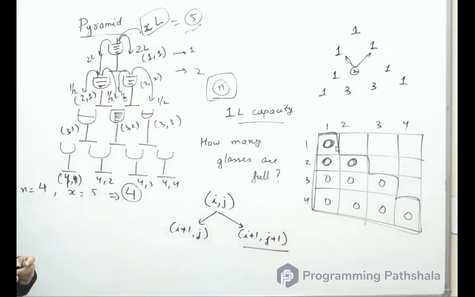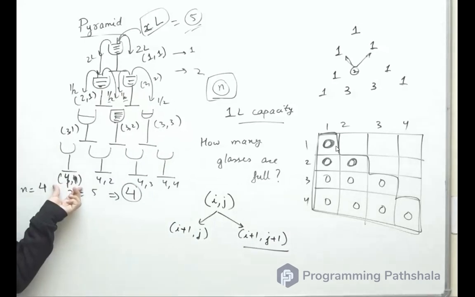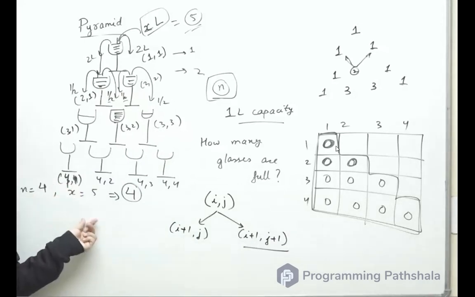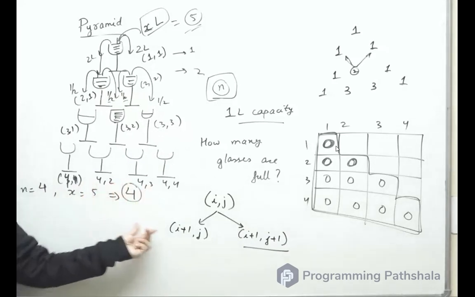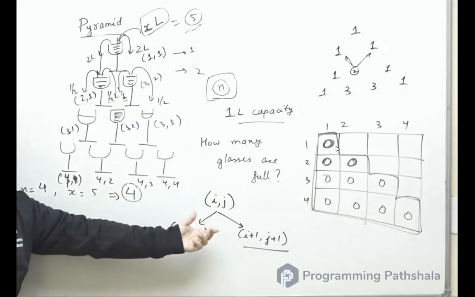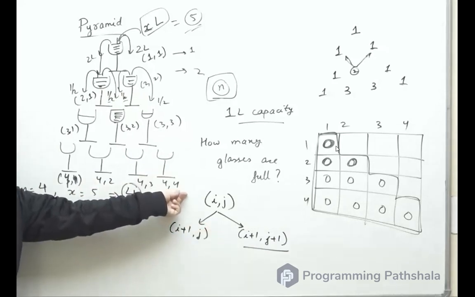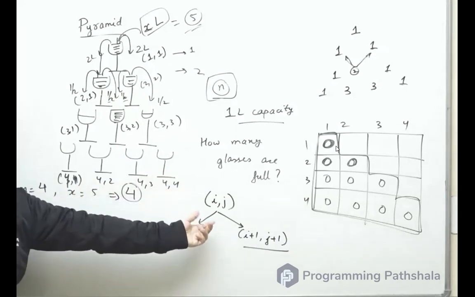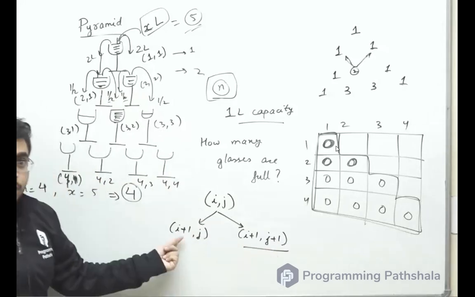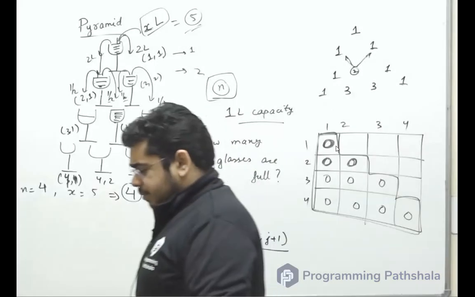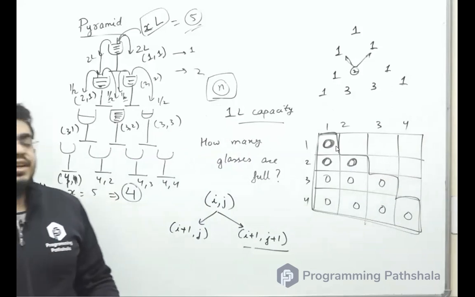Yes or no? I'll repeat what I just said. From any row's first glass, the liquid will flow to the first and second. From the second, it will flow to the second and third. From the third, it will flow to the third and fourth. From the fourth, it will flow to the fourth and fifth. So from any j, it flows to j and j plus 1 of the next row. Is this okay? Now we have a very simple recursion, right?